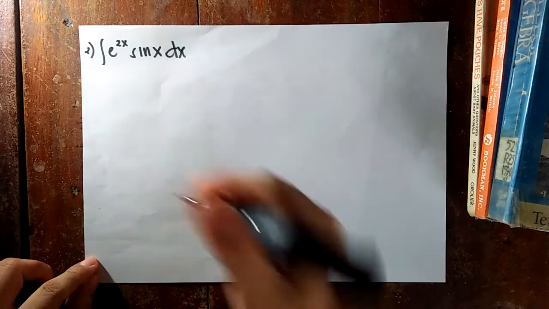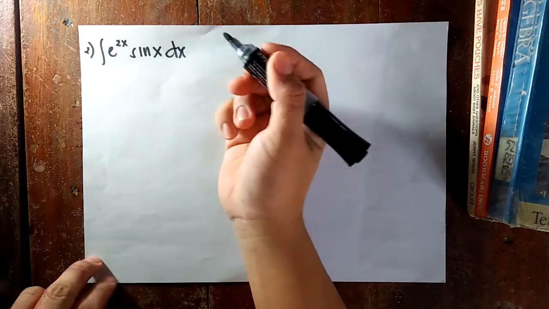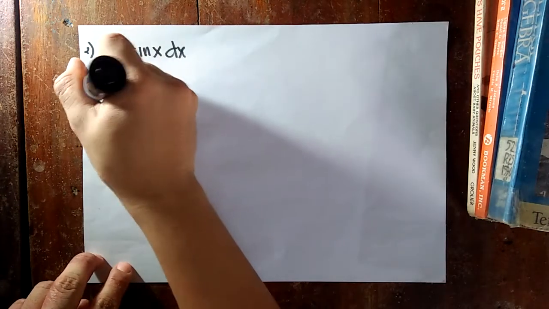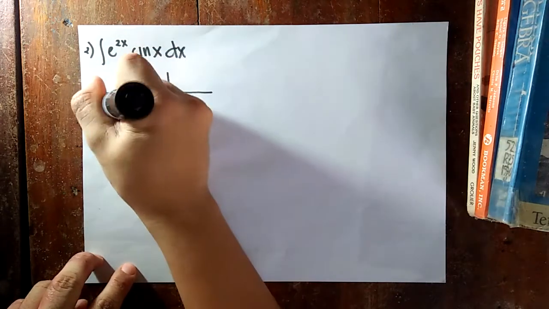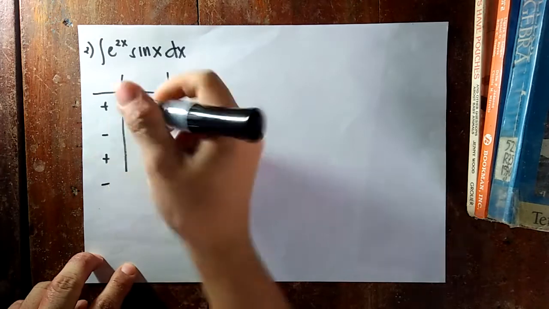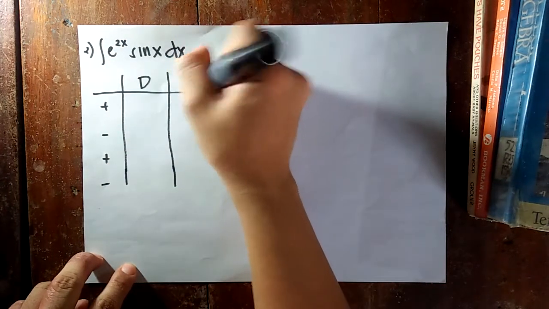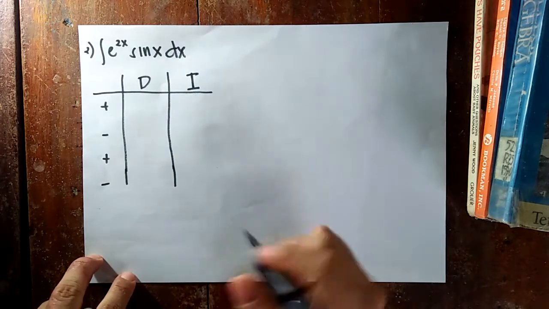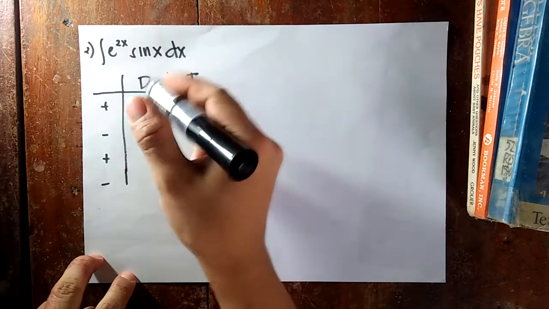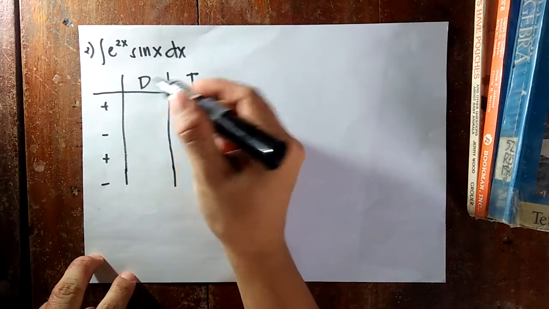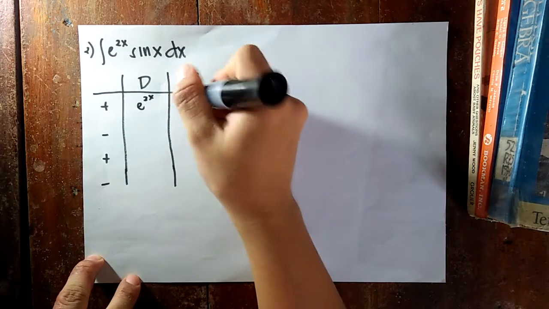So now let's integrate the product of e raised to 2x sine x dx. Again, let us make 3 columns, one with the sign and the other two with the derivative and integral columns. Now we will choose e raised to 2x to be in the derivative column and sine x to be in the integral column.